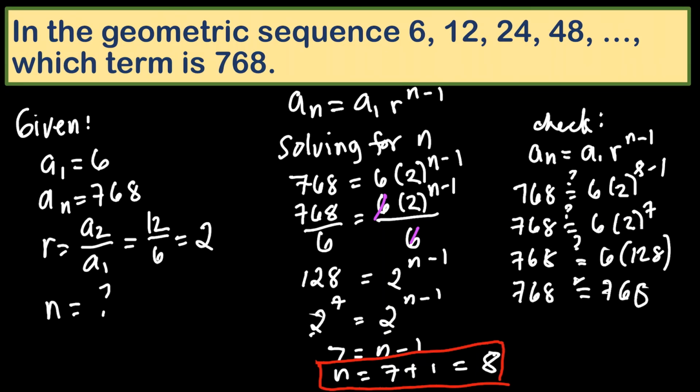That will give you 768. So this indicates that our answer is correct. So 768 is the 8th term of this sequence.